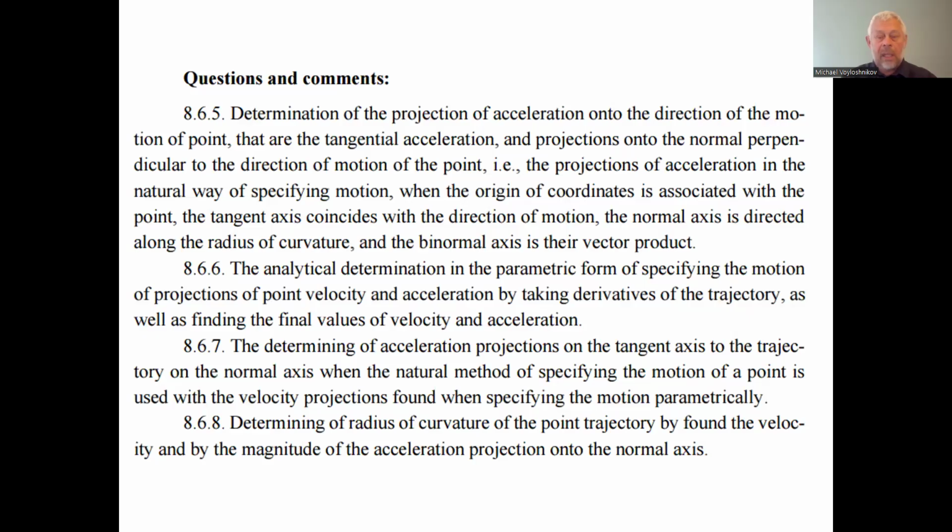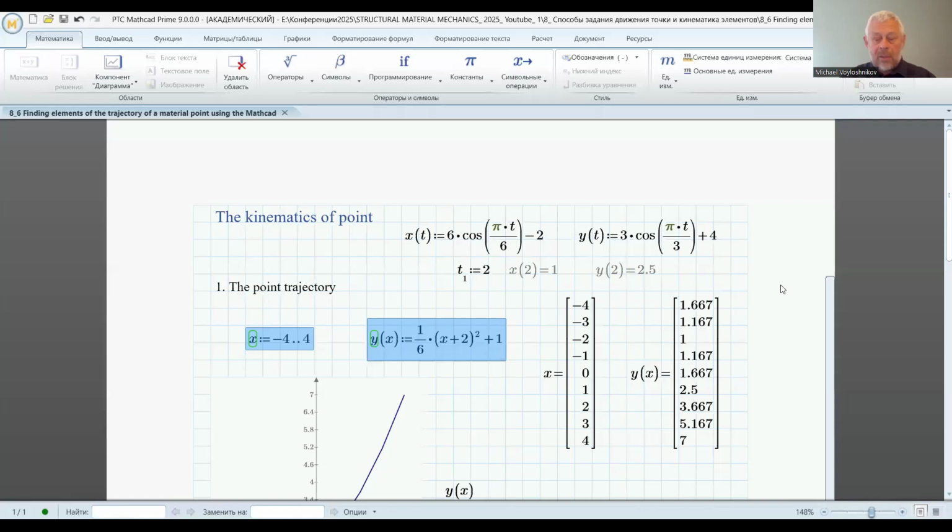Yes, this is all. And let me show the Mathcad file used for this presentation. Okay, this is the Mathcad file we use here. First we have the parametric dependencies in coordinate form of the motion of the material point. This is the first exercise considered in the presentation.